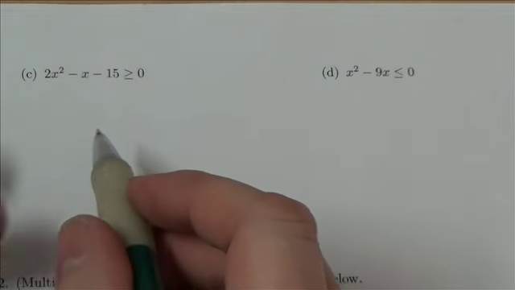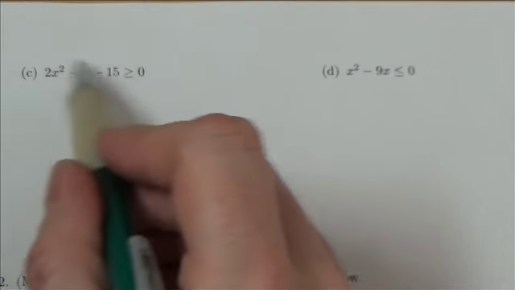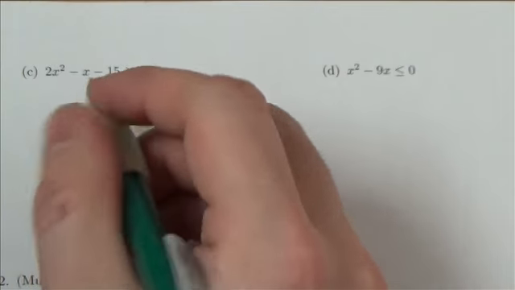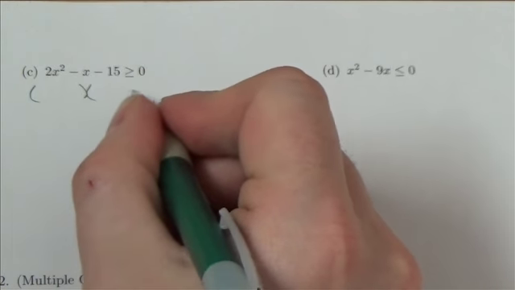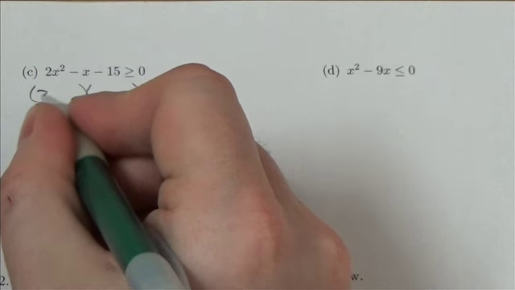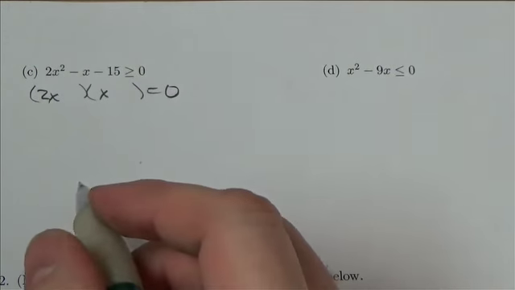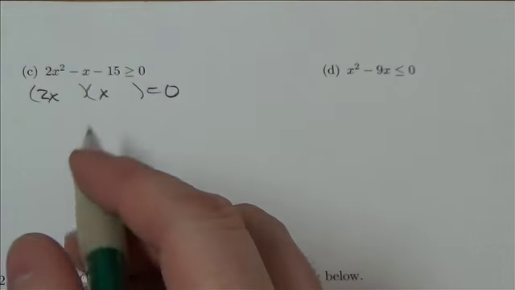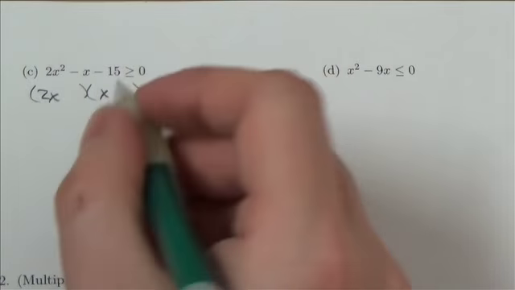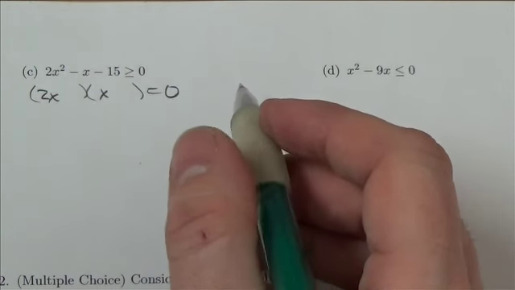All right, 21c. I want to know where this function is greater than or equal to 0. Well, first thing I got to do is figure out where it's equal to 0. So that's 2x and x. Okay, and again, I'm just going to guess and check at this, and I'll just be real quick with it here. 15 has got to be 3 and 5.